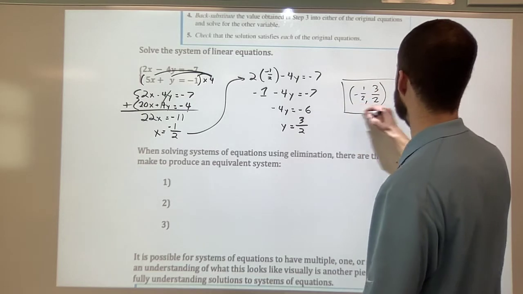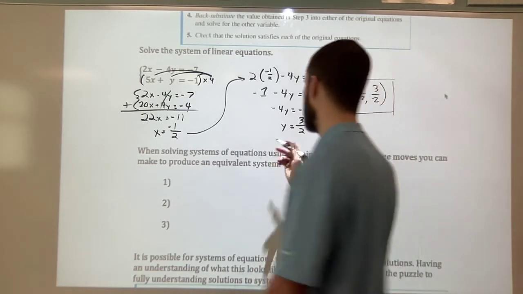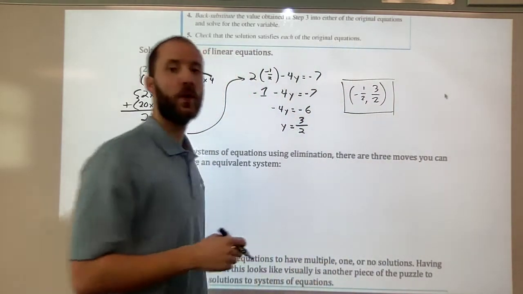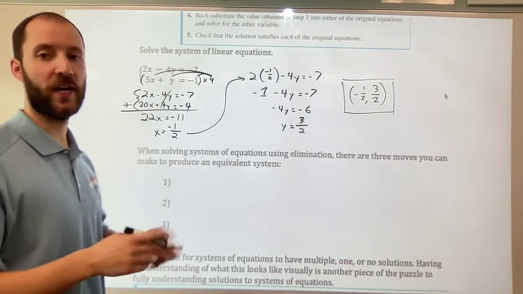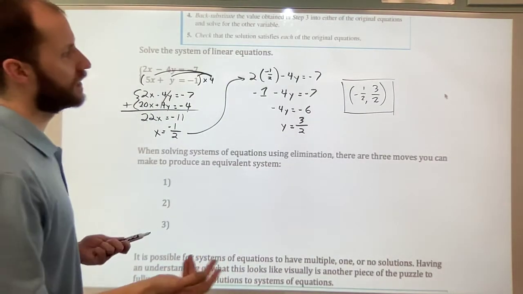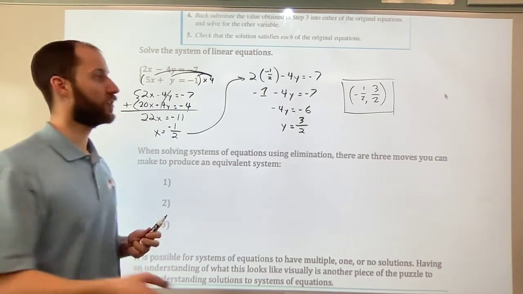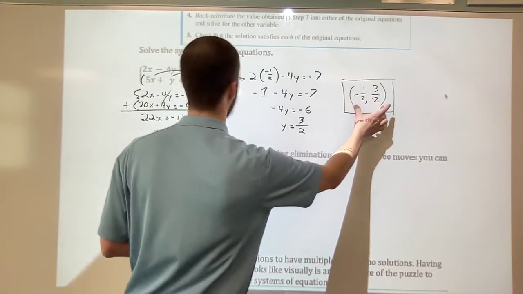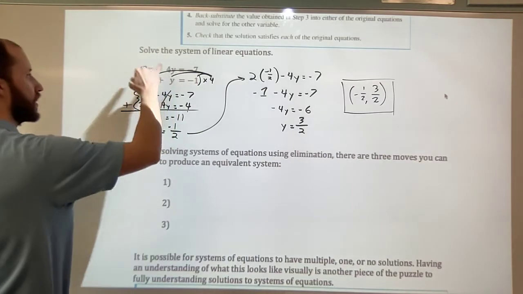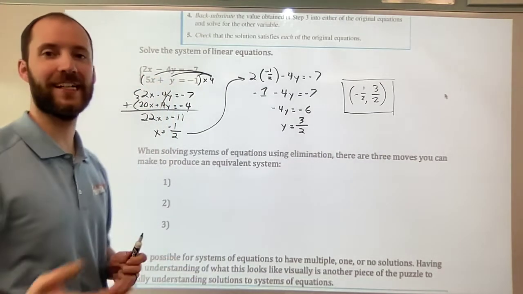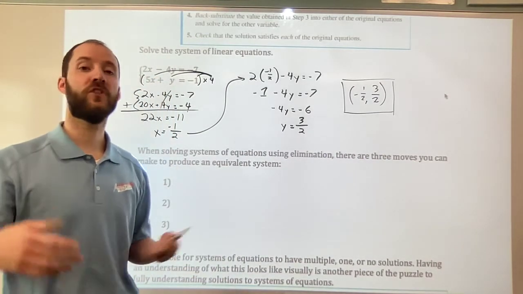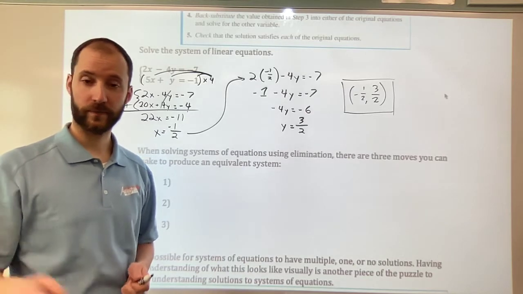If you want to, just leave it as a list. X equals, y equals. Or you can make them an ordered pair. And then, ideally, you want to check your answer. So take your solution, plug it back in to make sure it works in both equations, and it yields true results. Okay?